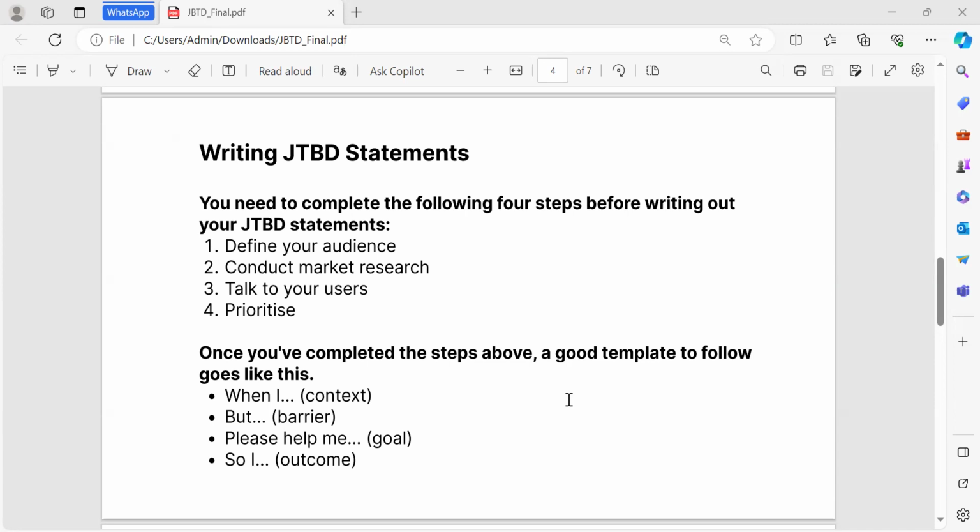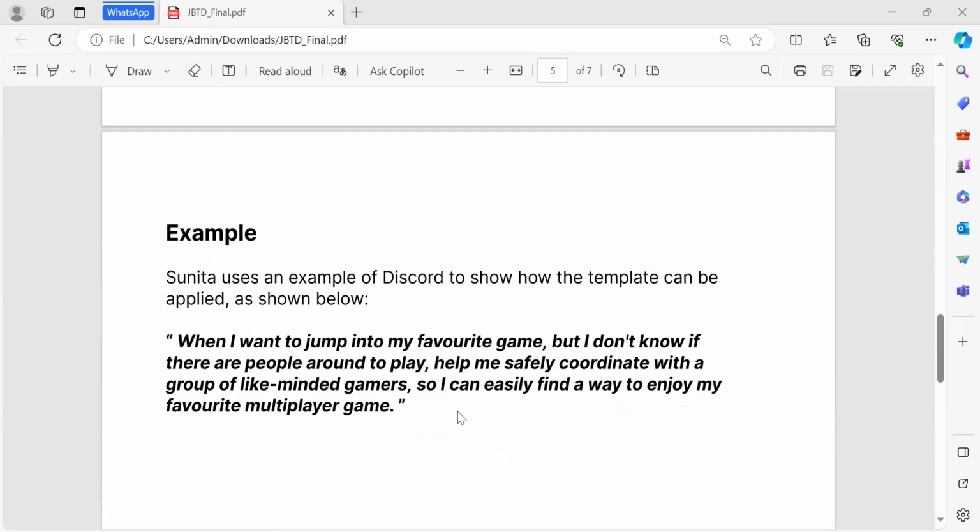So we'll see some examples of this framework. Let's say Sunita uses an example of Discord to show how the template can be applied, as shown below. When I want to jump into my favorite game, but I don't know if there are people around to play, help me safely coordinate with a group of like-minded gamers so I can easily find a way to enjoy my favorite multiplayer game. So, this was the entire statement.